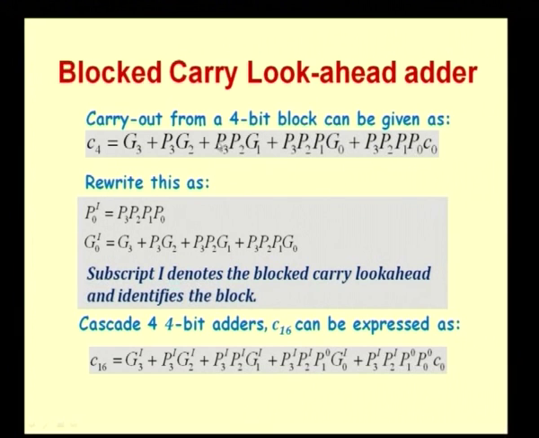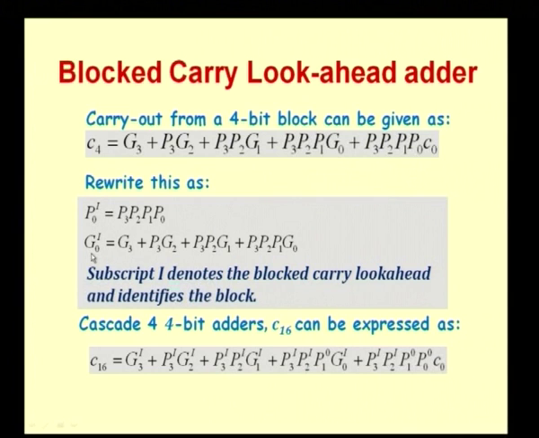So to see that, for a 4 bit block, your C4 is going to depend on G3 plus P3 into G2 plus P3 into P2 into G1 plus P3 into P2 into P1 into G0 plus P3, P2, P1, P0 into C0. Now remember, our P's are our propagate functions and the G's are the generate functions. Okay. So now again I am going to rewrite this as P0 of I, where this I here will denote the block number in the blocked carry look ahead. So I am going to call P3, P2, P1, P0, this entire thing right here, P0 of I.